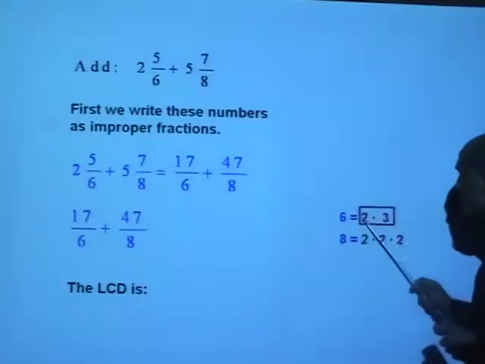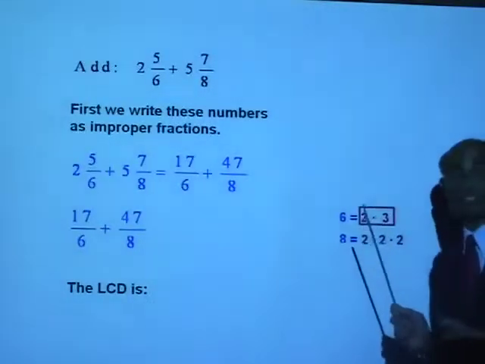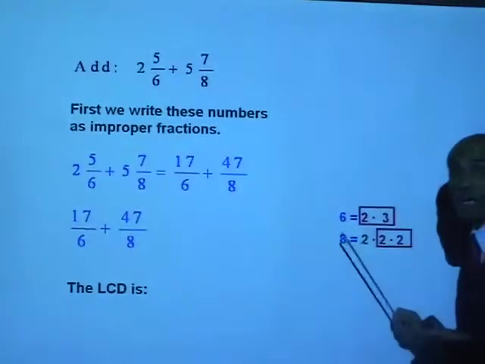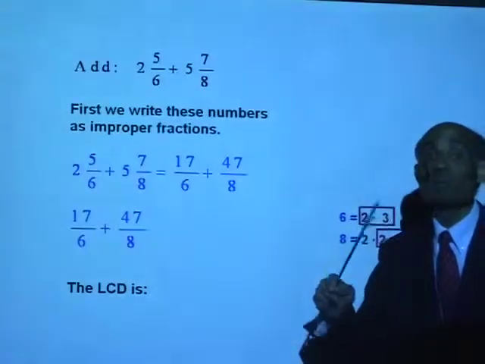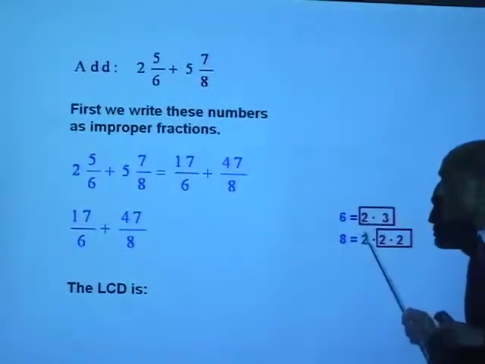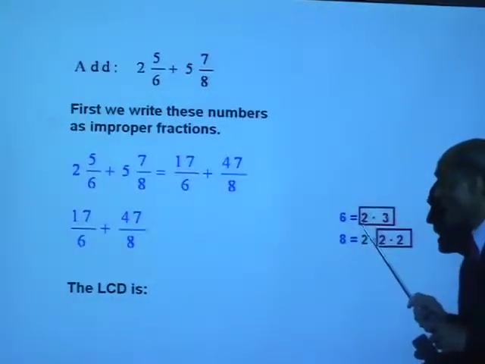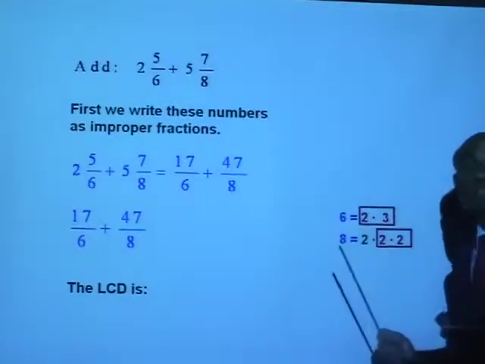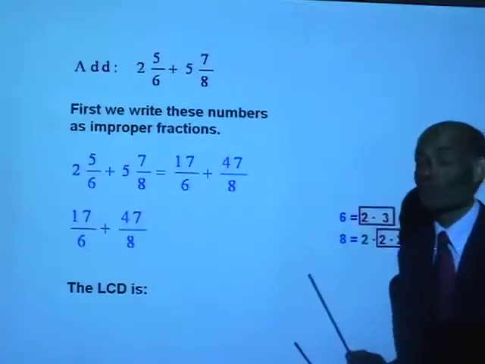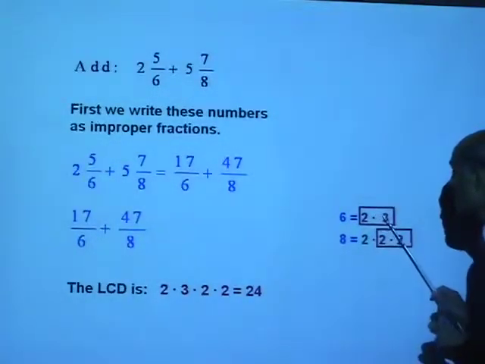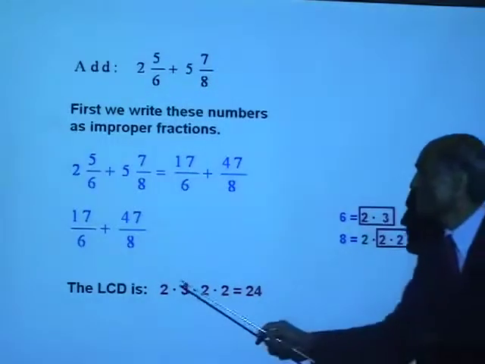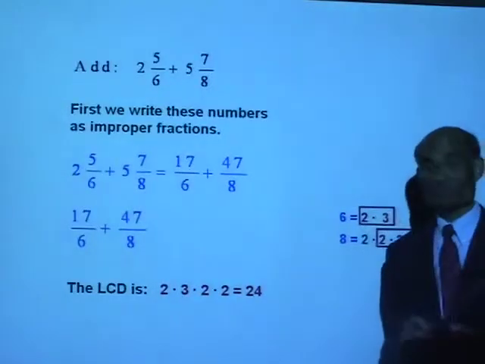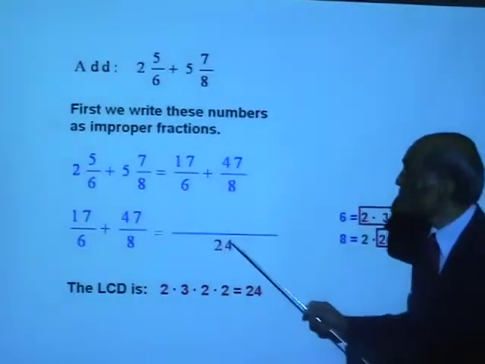So the LCD is, we first pick all the factors of the first number and then pick the factors from the second number that are not already picked. Why didn't I pick the first 2 from the second number? Because I have 2 picked already. And the repeated 2s need to be picked because we have only picked 1, 2. So what is the LCD? It's 2 times 3 times 2 times 2, and that is 24. So our LCD is 24.